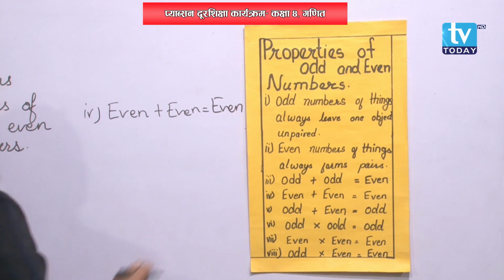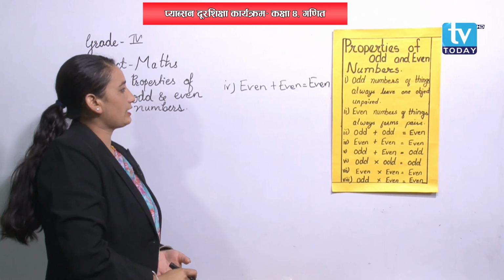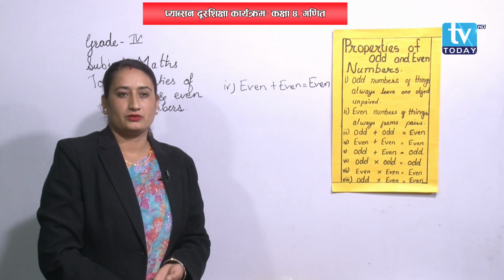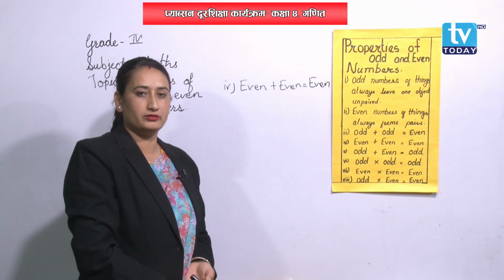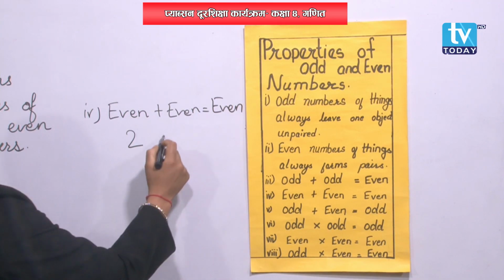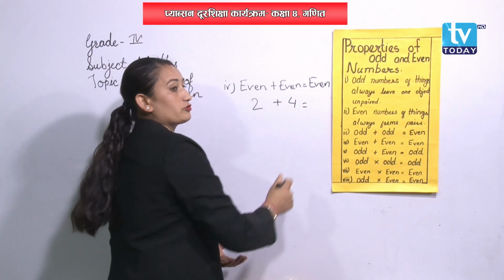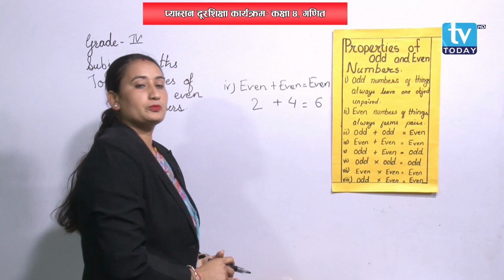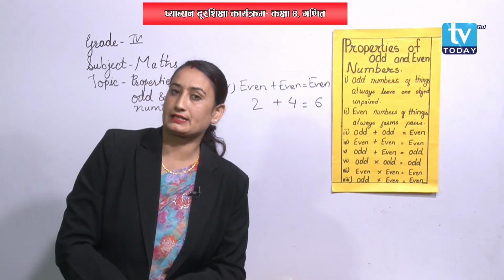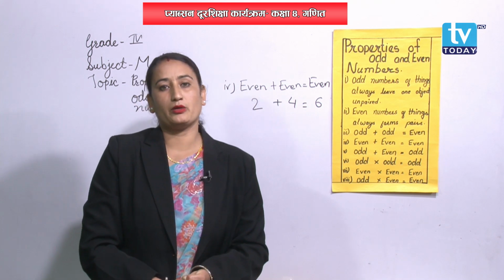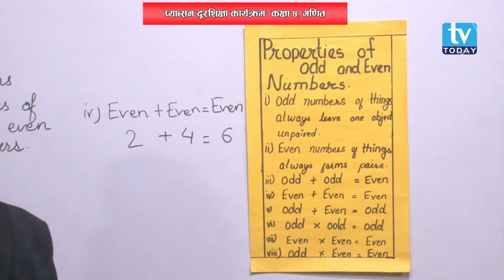How? Can you prove it? Even and even always make an even. Is it? Which one is the first even number? Yeah, 2. And the second is 4. 2 plus 4 will be 6, right? That means when we add an even number and an even number together, it forms an even number.